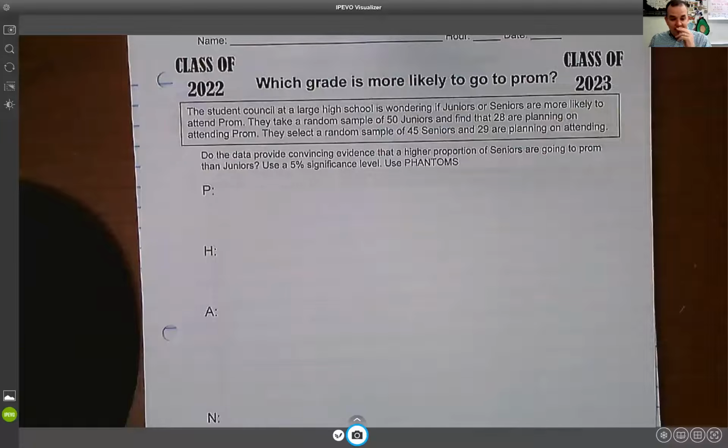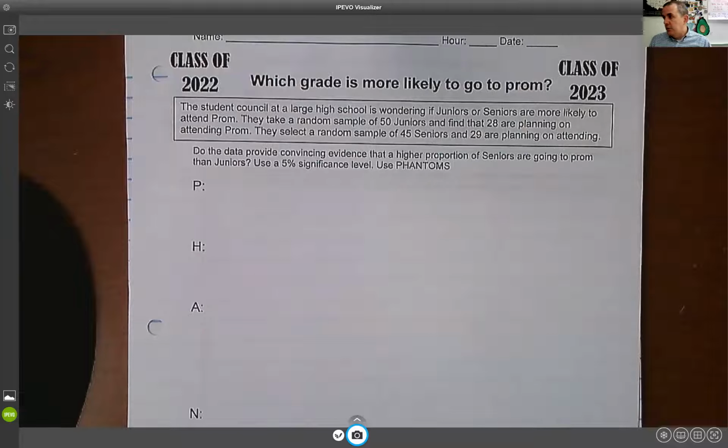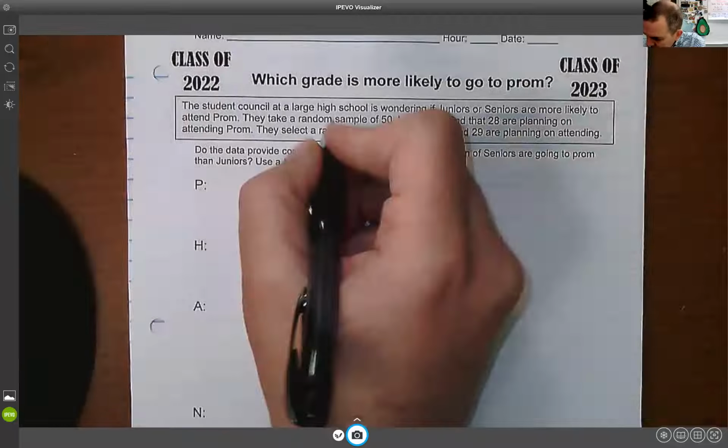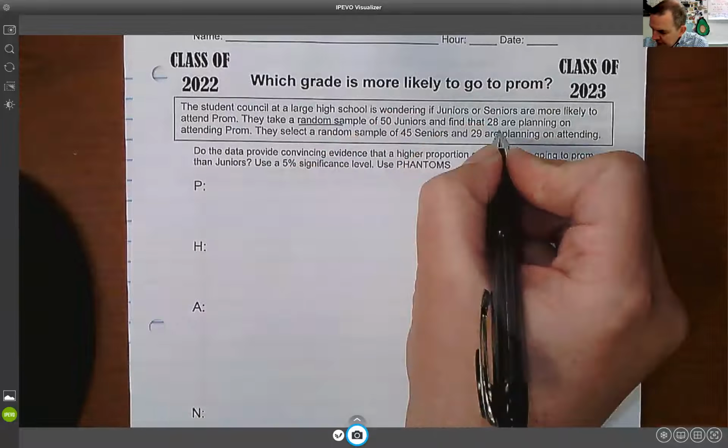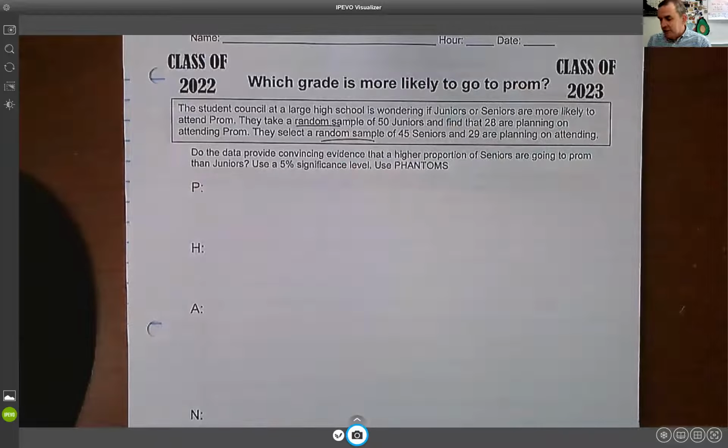Today, what we dealt with was which grade is more likely to go to prom. Student council at a large high school is wondering if juniors or seniors are more likely to attend prom. They take a random sample of 50 juniors and find that 28 are planning to attend prom. They take a random sample of 45 seniors and 29 are planning to attend prom.